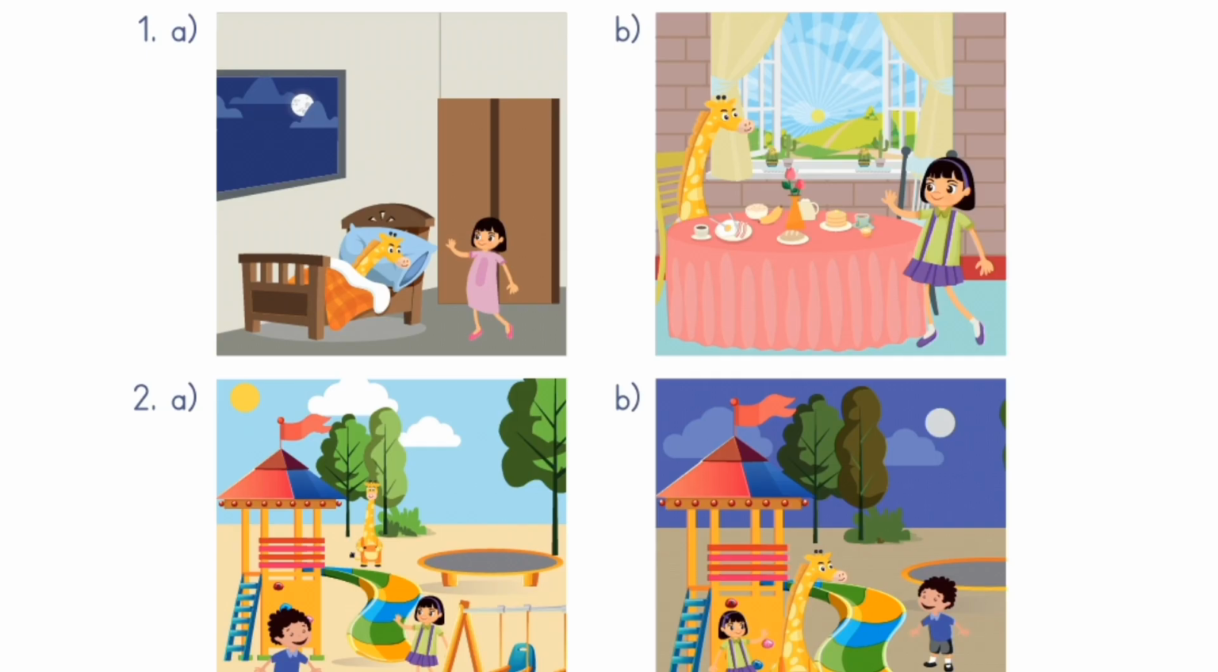Track 2.2. Zury and his friends are greeting each other. Listen and circle the correct pictures. 1.